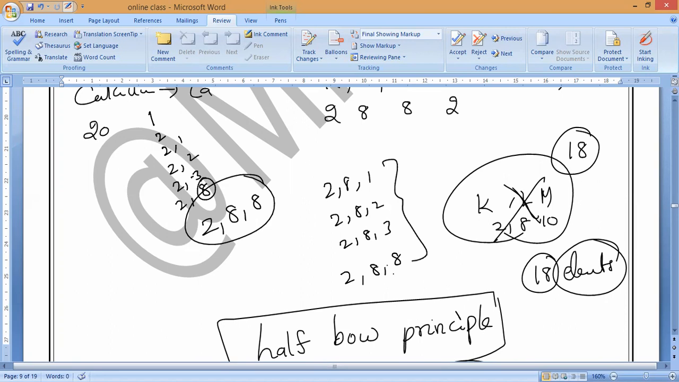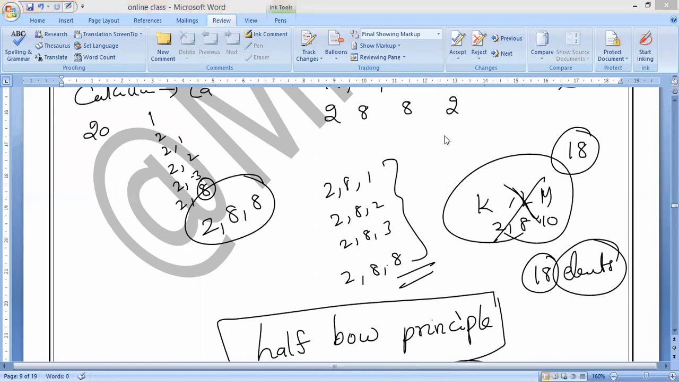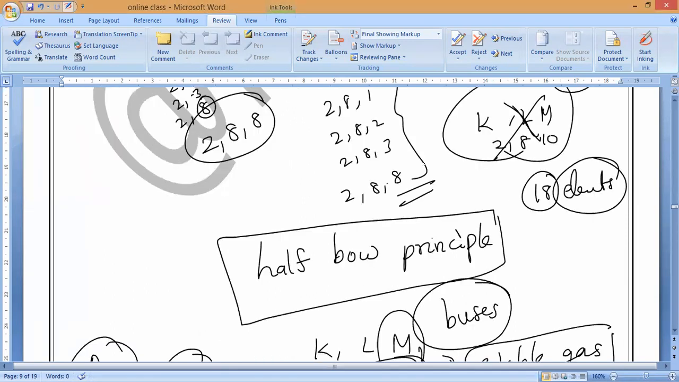So till here it will follow the above principle. It will follow the general electronic configuration. After this we have to follow some techniques. That is what we will study: the half-bow technique to write after 20. How to write the electronic configuration and valence electrons also, that we will study in the next class.